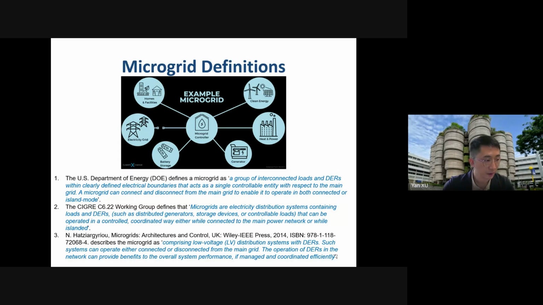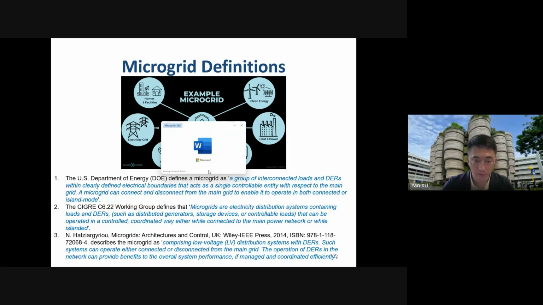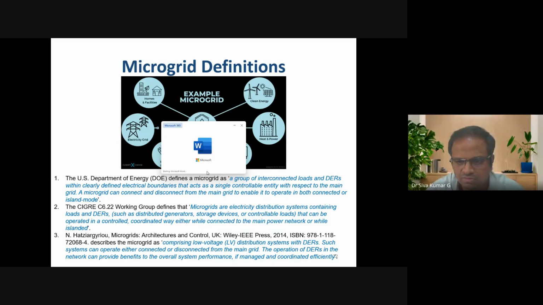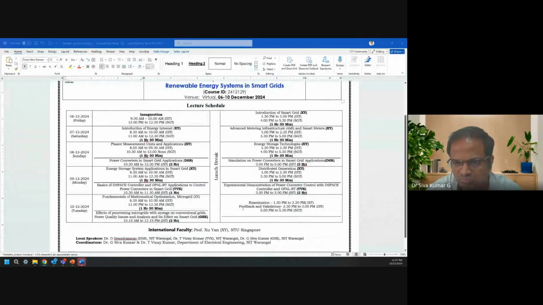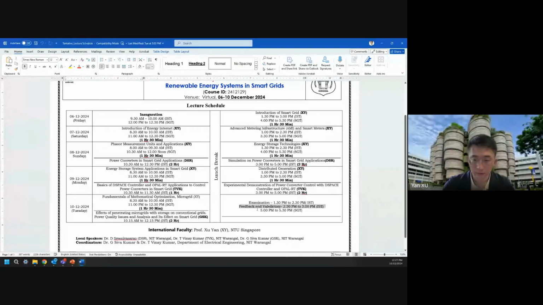What will be the remaining schedule? I think this afternoon the valedictory is there, Professor, at 5 p.m. Singapore time. Okay, yes, the feedback session. You will also have another session after that, a power quality issues session, followed by examination. Then I will have a feedback session with you.